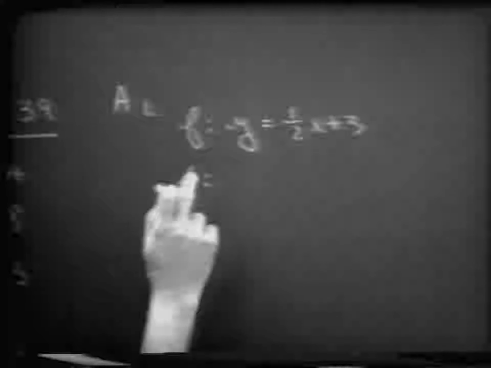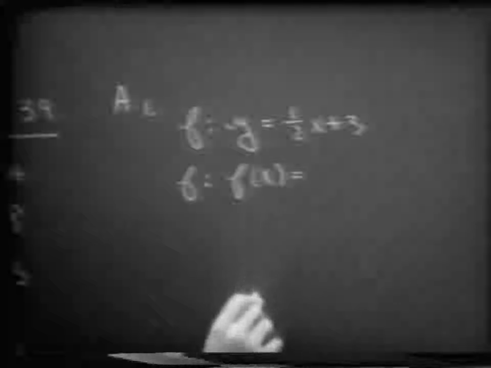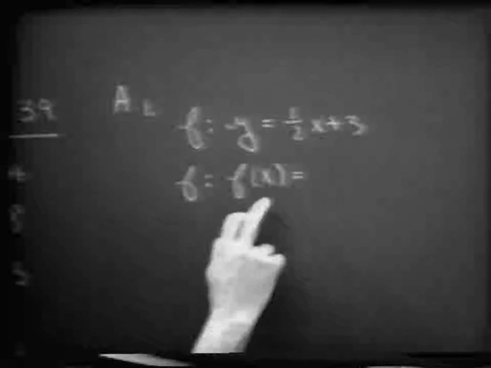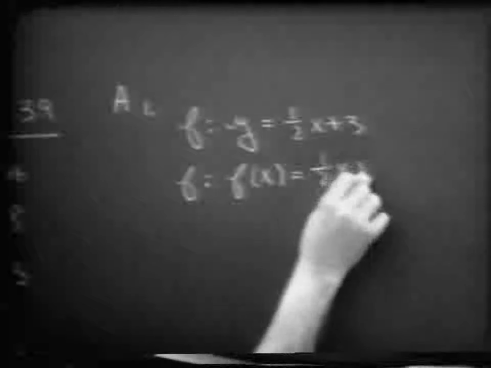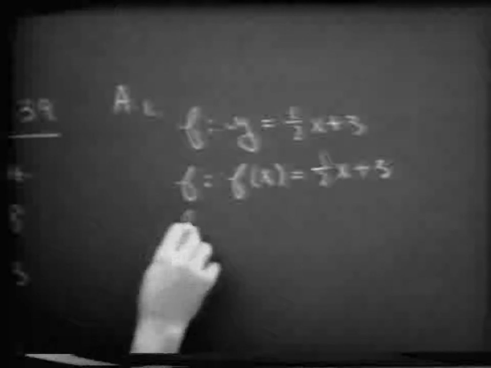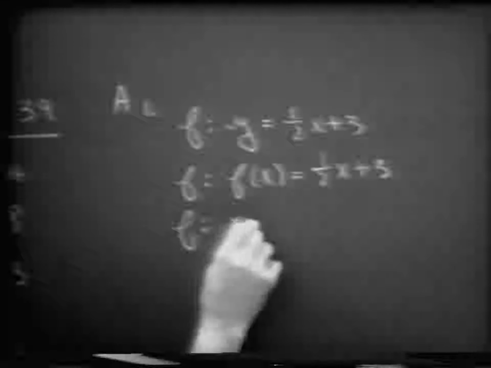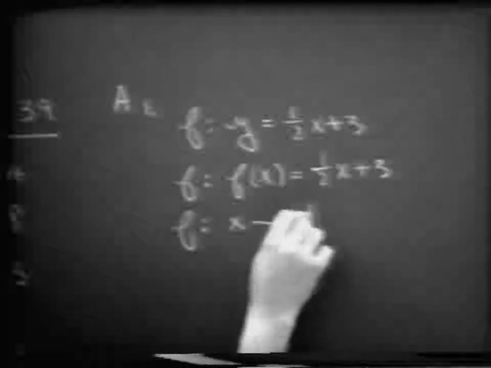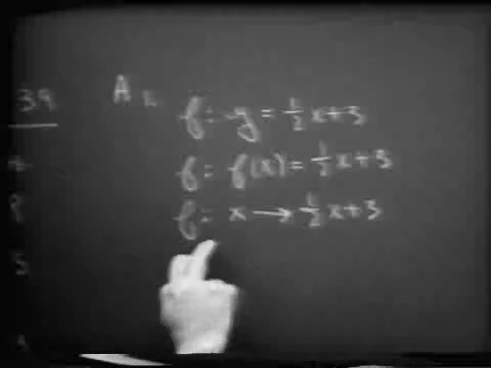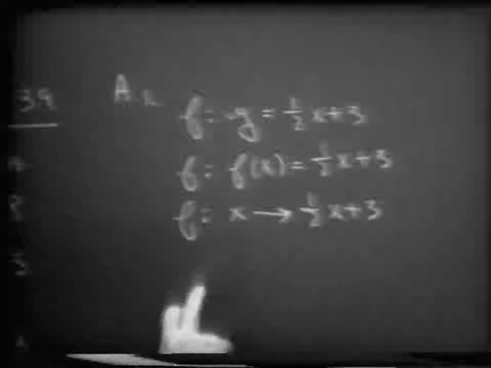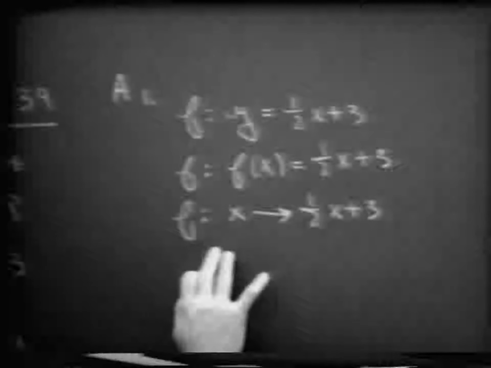Another way is to say what? The function f such that, in which we then use this f of x notation, is that right? In which I can say what? F of x is equal to what? 1/2 x plus 3. And then in fact we had a third way in which we can write it. The function f such that x is mapped into 1/2 x plus 3. Is that right? In which we have any one of these three methods now by which we can write the rule for a function, or in which we can describe a function.